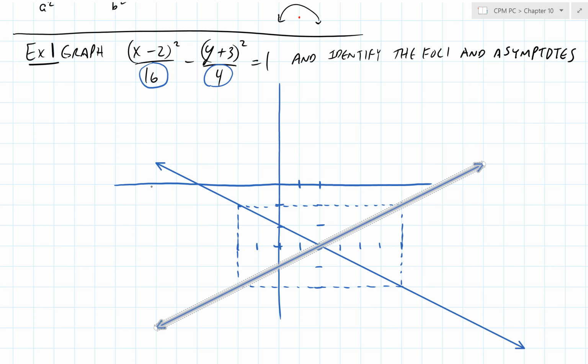Okay, so the asymptotes are not actually part of the hyperbola. They help us guide the shape of the hyperbola. And so the hyperbola, since x is first and that's the positive term, is going to go in the x direction. So our vertices are going to be right here on the edge of the box, and then it's going to curve toward the asymptotes.